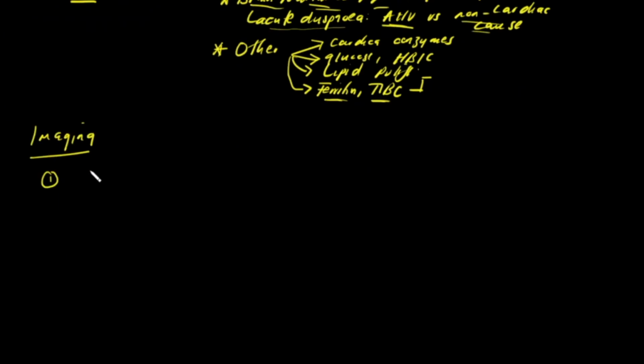Okay, moving on to imaging. There are two imaging modalities of choice that we do: chest X-ray. Remember, chest X-ray will help you, especially number one, to rule out a pneumonia. Remember, pneumonia and UTI are the number two causes or precipitants of heart failure. So you want to rule that out.